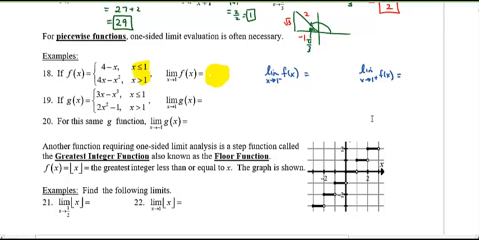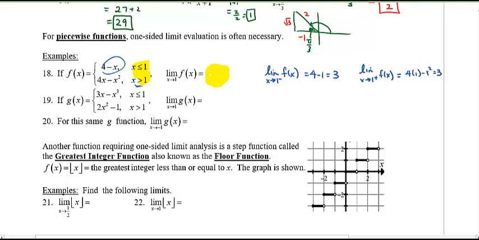So once again, ask yourself, what is the limit as x approaches 1 from the left? Well, from the left, I have to plug it into which particular equation? Yeah, 4 minus x. So 4 minus 1 gives us 3. Okay. Now, how about 1 from the right? I'll plug it into the one that is bigger than 1. So that's 4 times 1 minus 1 squared. That's also equal to 3.